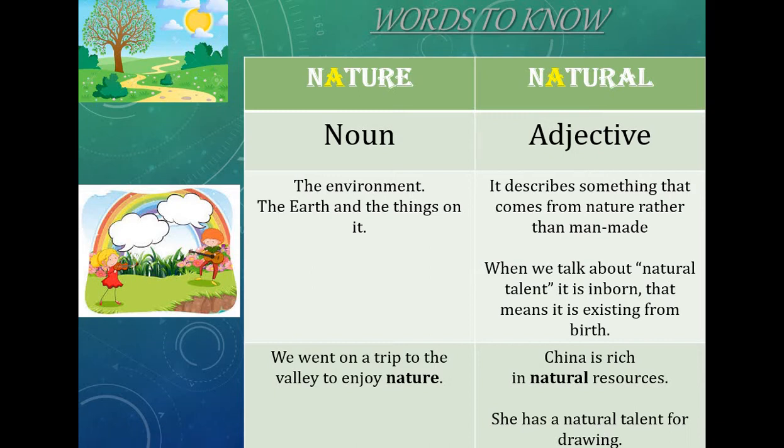When I say natural talent, it means that it is inborn. What does it mean when I say inborn? Inborn means when you were just born, this talent came with you. So you didn't learn it. It came with you when you were just born. So the natural talent is inborn. That means it is existing from birth. So it is from our God. Our God gave it to you when you just came to this life.